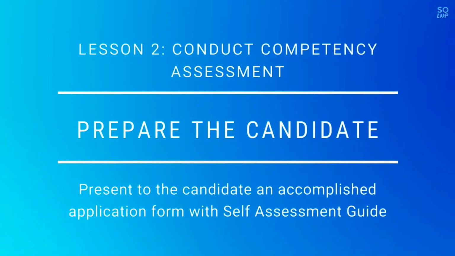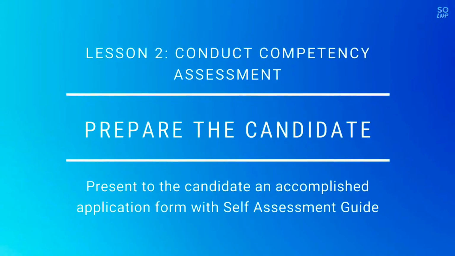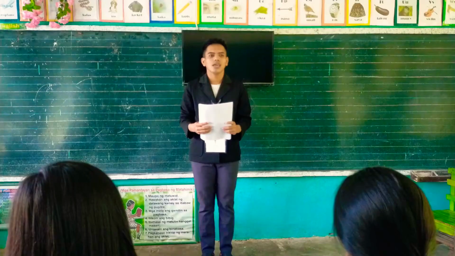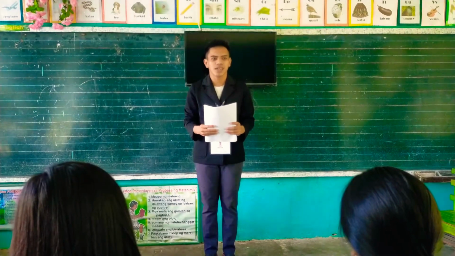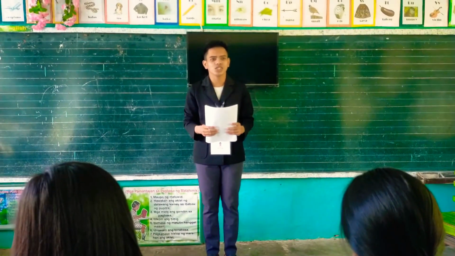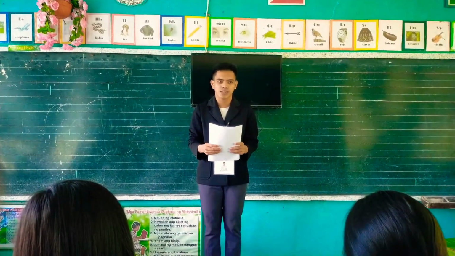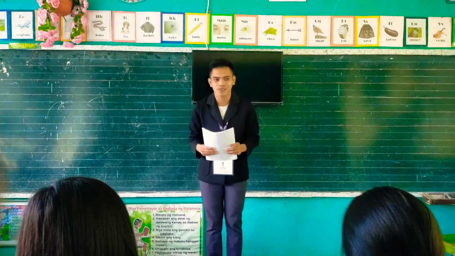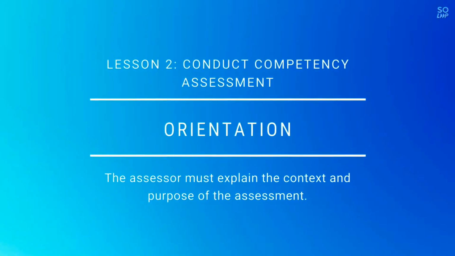Present to the candidates an accomplished application form with self-assessment guide and explain its significance. I have here with me your accomplished application form and self-assessment guide. This is an indication that you know and can perform all the units of competency enumerated for computer system servicing in situ. Conduct orientation to the candidates.